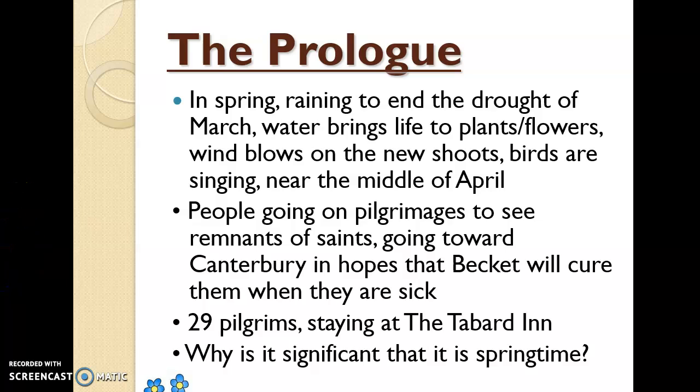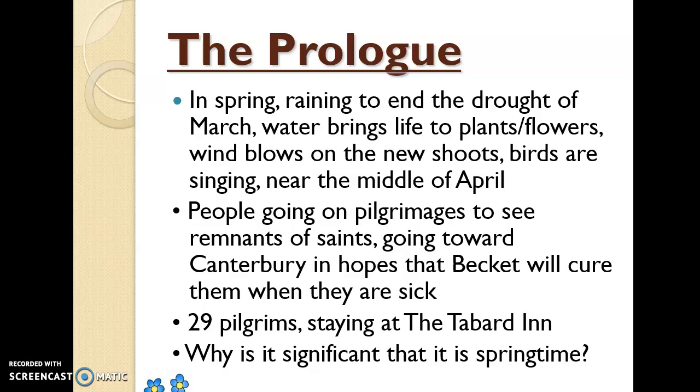So the prologue, like I said, is going to be the first part that you're going to be reading for the story. And that first bullet point says, in spring, raining to end the drought of March, water brings life to plants, flowers, wind blows on the new shoots, birds are singing near the middle of April. So this is kind of setting up our scene for the prologue.